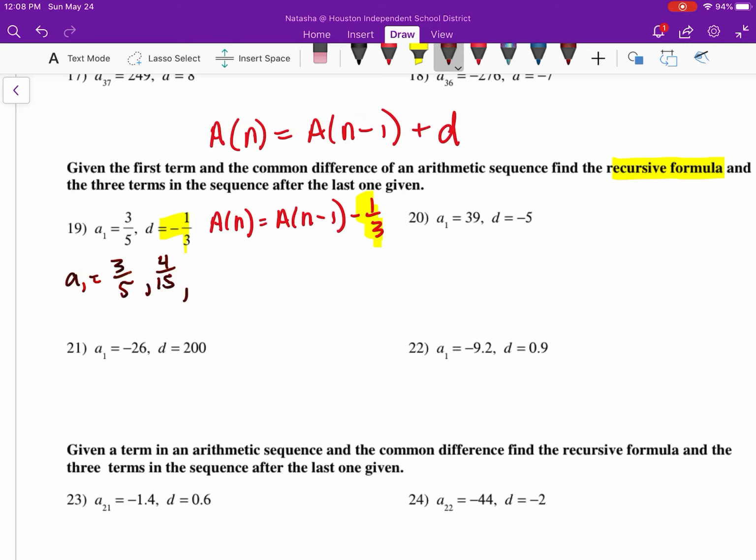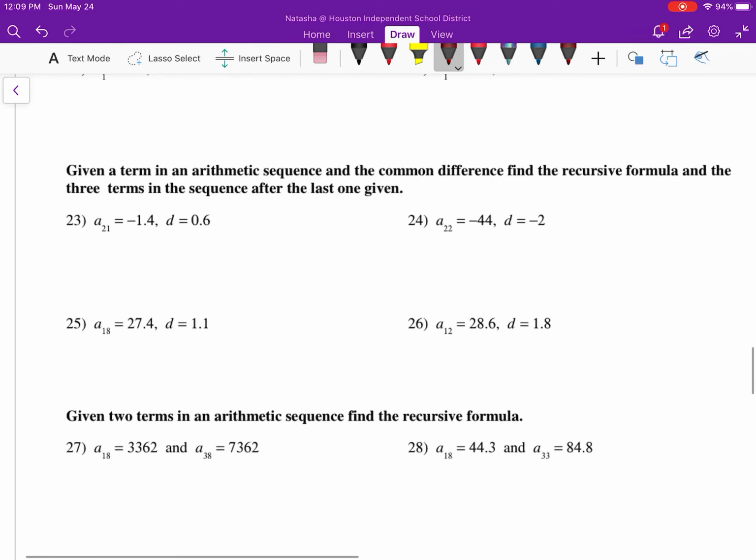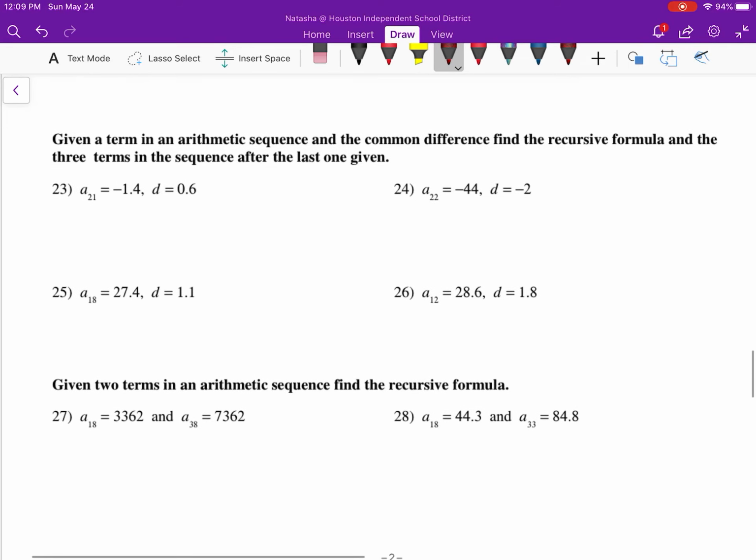So our next term is going to be 4/15. Then we're going to subtract 1/3 from that. And that's going to give me negative 1/15. Then we're going to subtract 1/3 from that. That's going to give me negative 2/5. So those are the first 4 terms of this sequence. That's all we're doing on these.